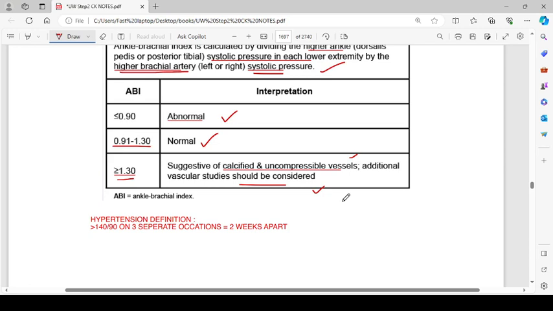So then we have to do, what do we do then? Okay, I don't remember. I guess it was tibiobrachial index or something. But okay, we have to do some other vascular study.